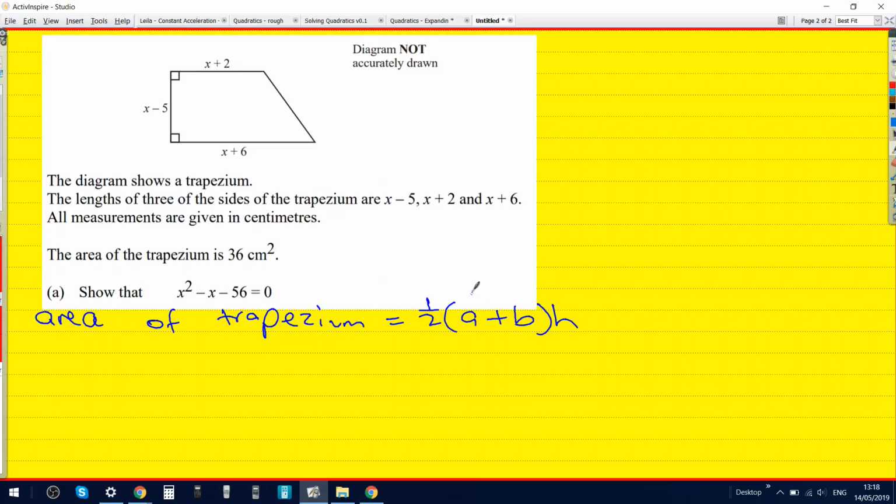Right. And so for this, the area is 36. What is a, what is b, what is h? So half times a plus b. So right.